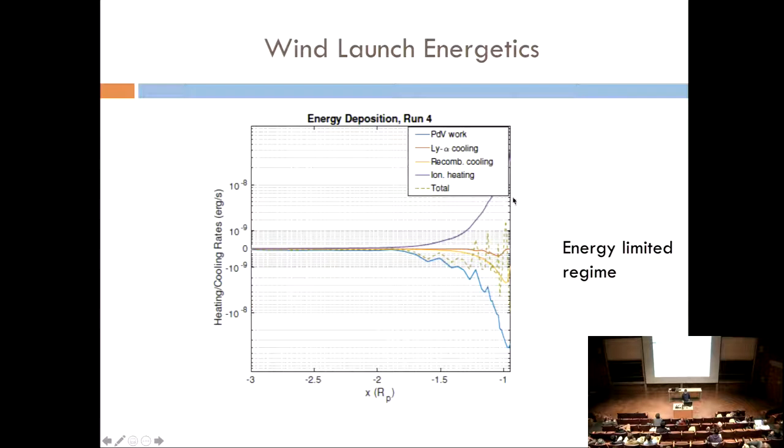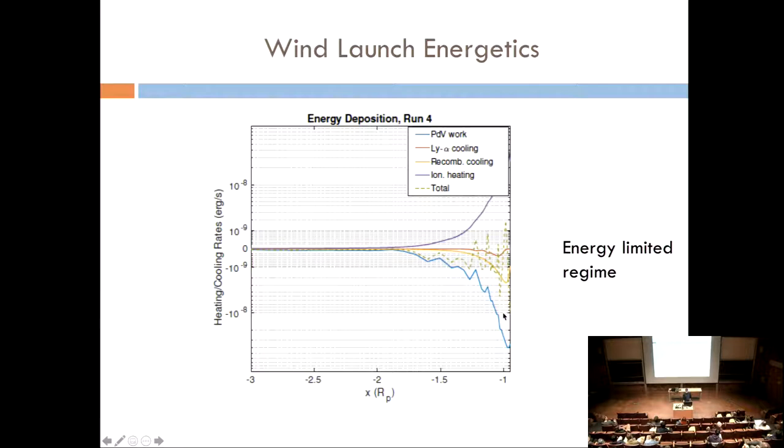The star, the planet is right here. These are various terms in the heating and cooling. So let's go through this. This is energy due to PdV work, geometric dilution. There's the thermodynamic energy that the gas is applying to expand. This actually acts as a cooling, and you can see it's on the negative side here. So that's what's dominating the cooling.